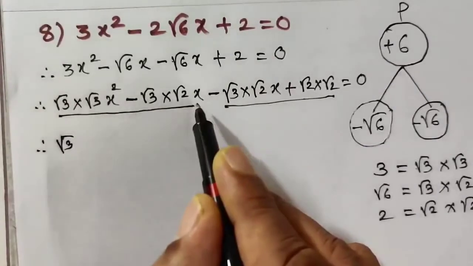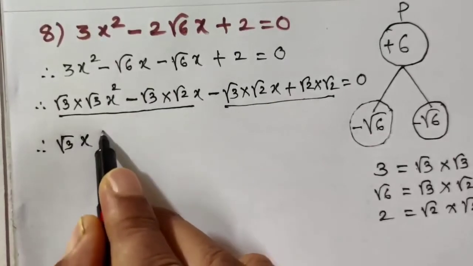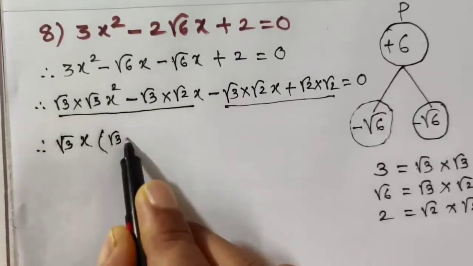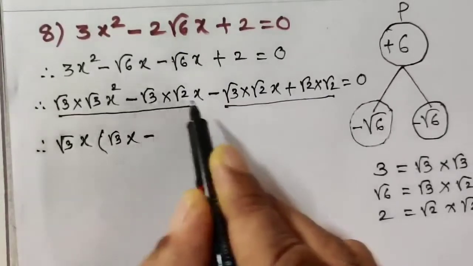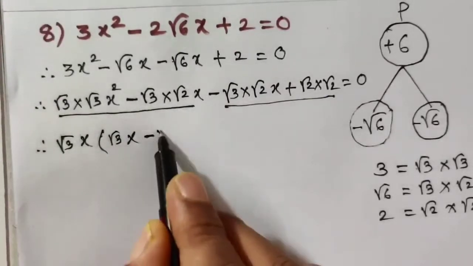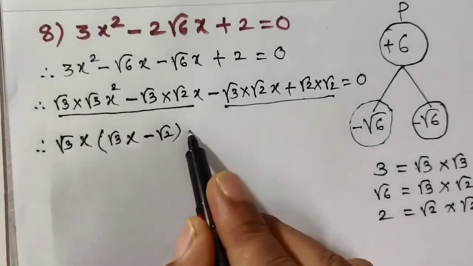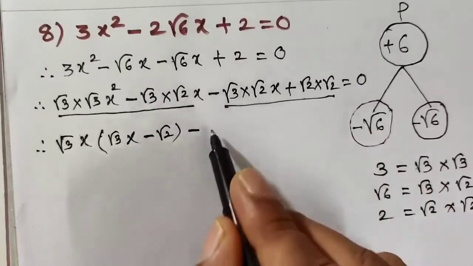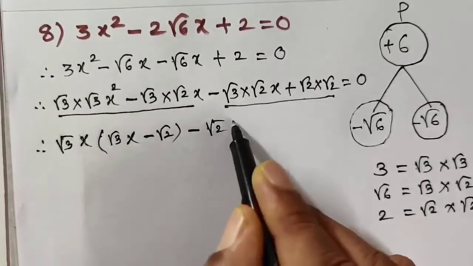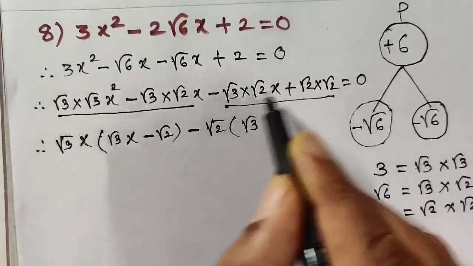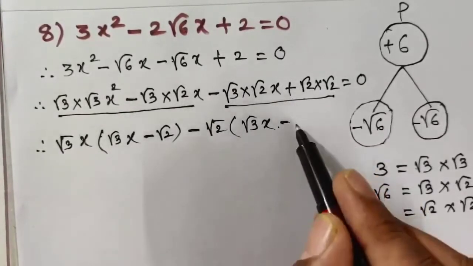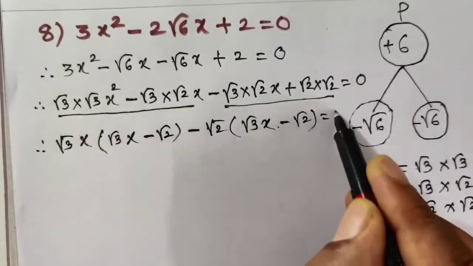Second, x square, and x is the common factor. Now write the remaining factor. 1 root 3 is there and 1 x is there. Minus root 3x taken as common, so root 2. Minus here, root 2 is taken as common, into bracket root 3 and x as it is, minus minus become plus, that's why minus sign, root 2 is equal to 0.